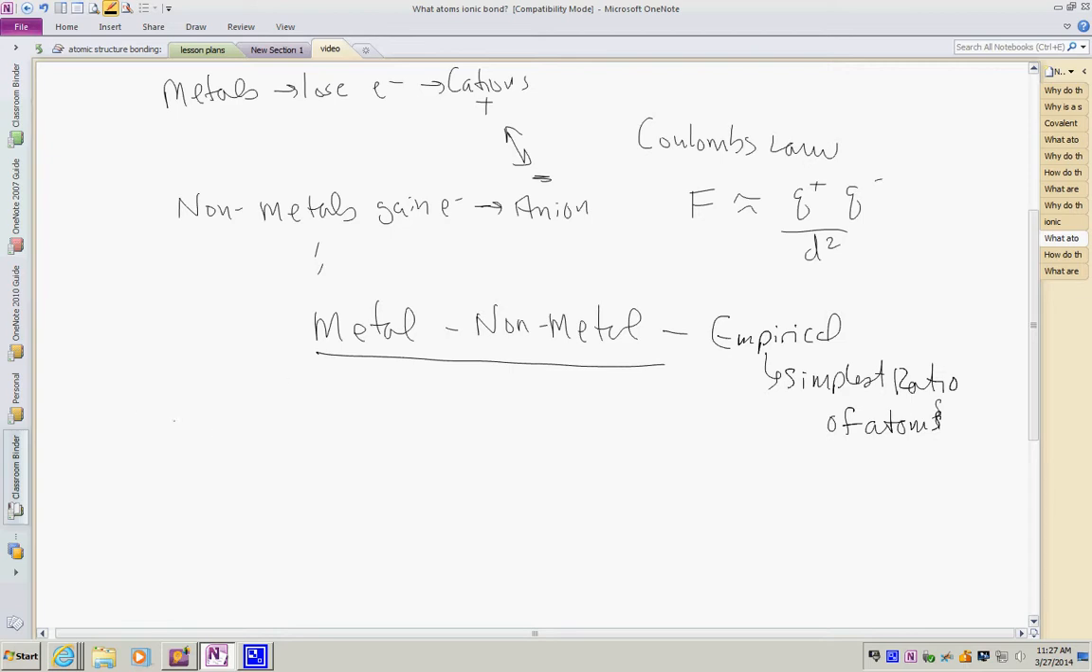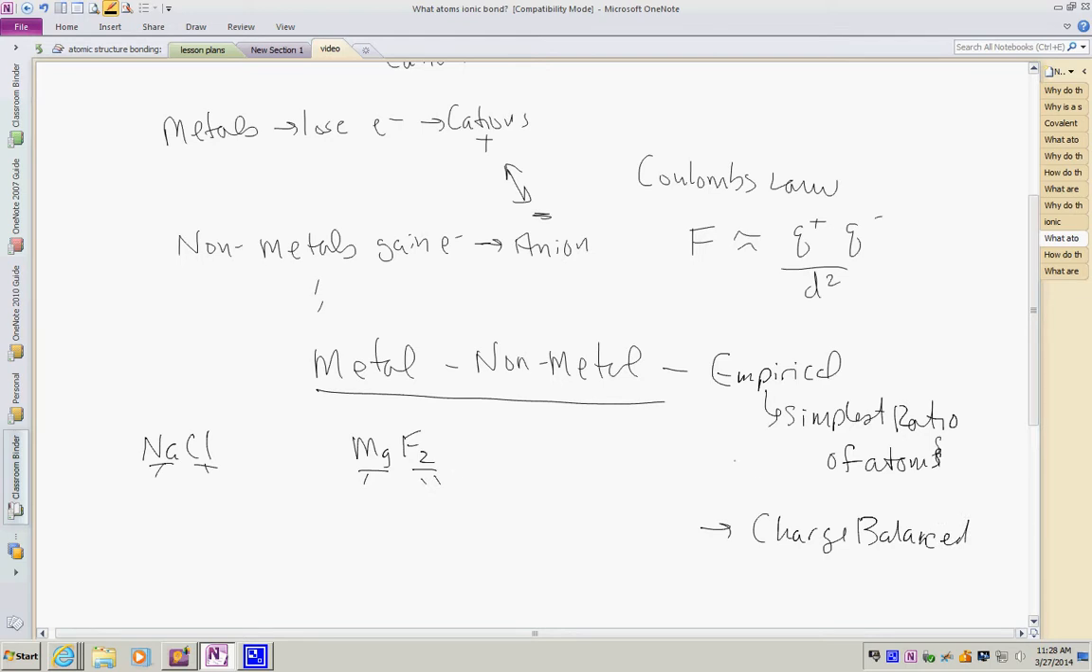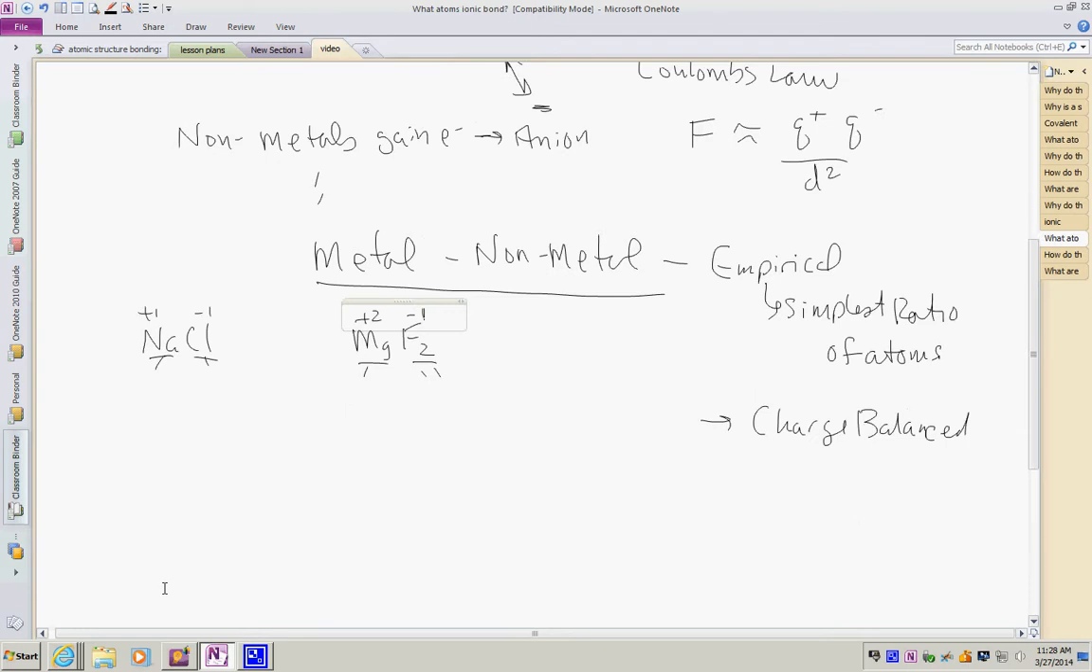Now, examples. NaCl: 1 sodium for every 1 chlorine. Magnesium fluoride: 1 magnesium, 2 fluorines. Metal, nonmetal. Metal, nonmetal. You will note that they are also charge balanced. So you have positive 1, minus 1, positive 2, minus 1, and there are 2 of them. So in this case, we have metals and nonmetals, cations and anions.